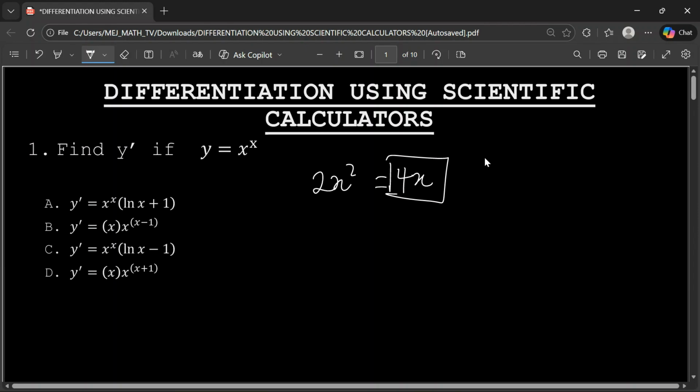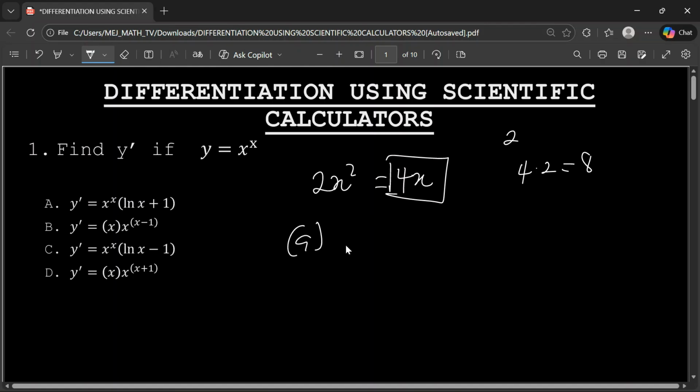And so in this case, let's say I'm going to pick a point 2. The calculator is going to evaluate this differentiated function at the point 2. And so it's going to be what? 4 times 2. And the answer is going to be 8. And so in multiple choice questions, we could have something like this.